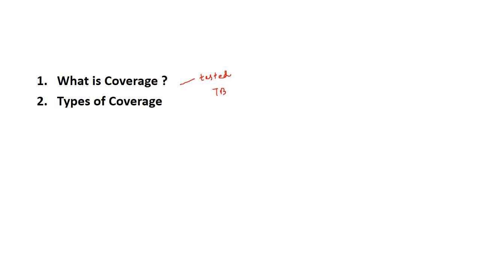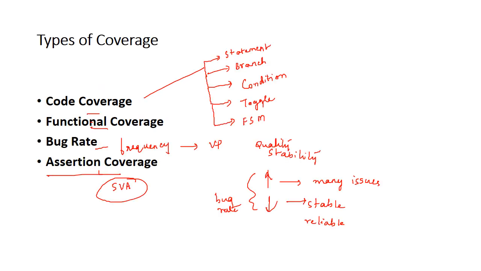Next we will discuss the different types of coverage in SystemVerilog. The main types are code coverage, functional coverage, bug rate, as well as assertion coverage. We will discuss these one by one. In terms of code coverage, it is about how thoroughly a design has been tested in terms of its coding. So that is nothing but code coverage.